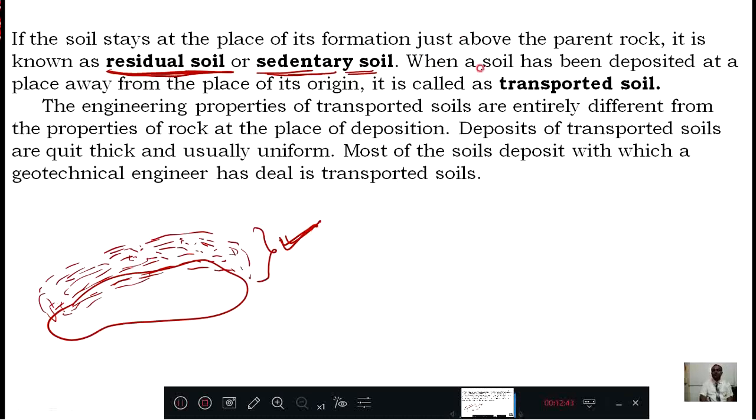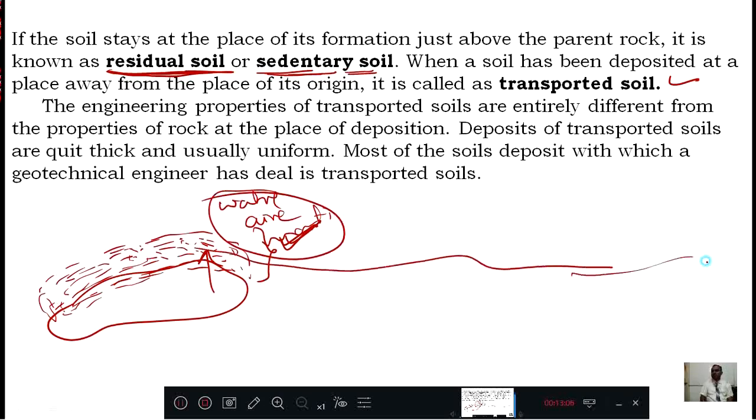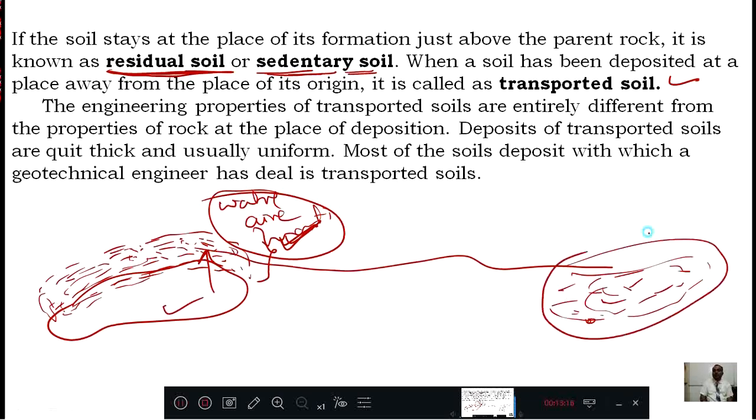Now the second one: when a soil has been deposited at a place away from the place of its origin, it is called a transported soil. Sometimes it is generated here, and after that because of water action, air action, or man's transportation action, this soil is transported and deposited here, but its parent is somewhere there. Then this soil we call a transported soil.